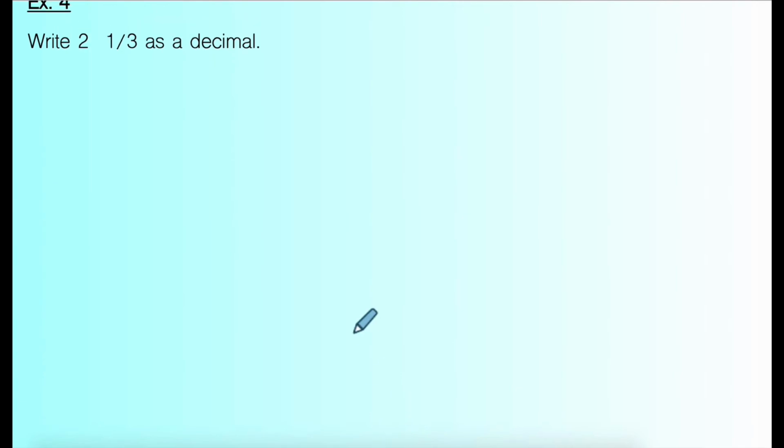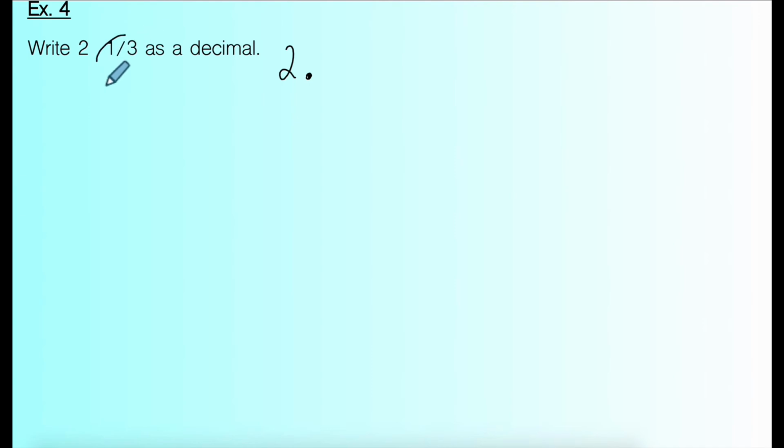2 1/3. Write this as a decimal. So I know that this is going to be, just looking at the numbers, 2 1/3, it's going to be 2 and something, 2 point something. So I don't even need to worry about the whole number, 2. That I know is just going to be a whole number in decimal form. What I need to worry about is the 1/3, the fraction. So 1/3 as a decimal, to get there, is going to be 1 divided by 3.